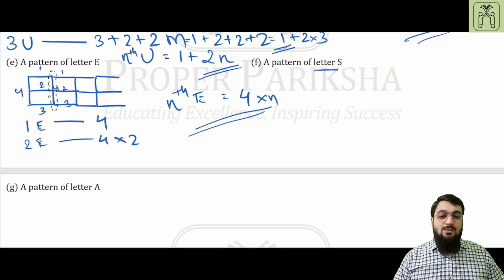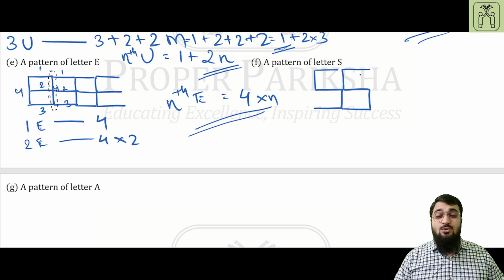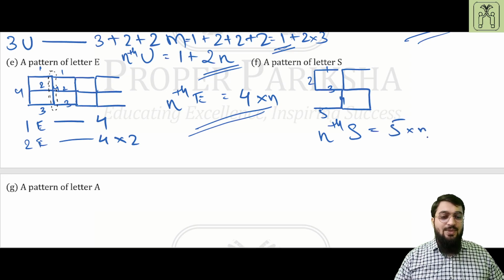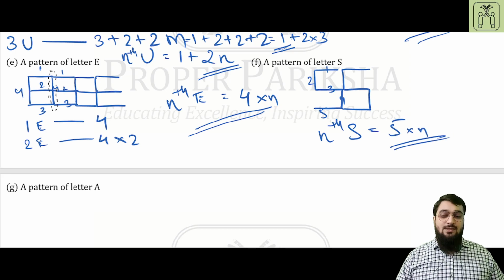Coming to the next part, that is S. So if we write S and we try to write another S joined with that, we see again that there are no common matchsticks. Therefore, we will just take the counting of one S, 1, 2, 3, 4 and 5, and we will just multiply, so nth S is equal to 5 into n, and that is the answer.